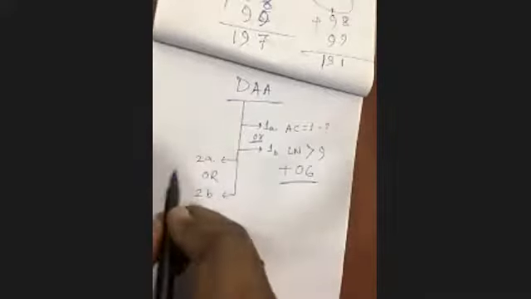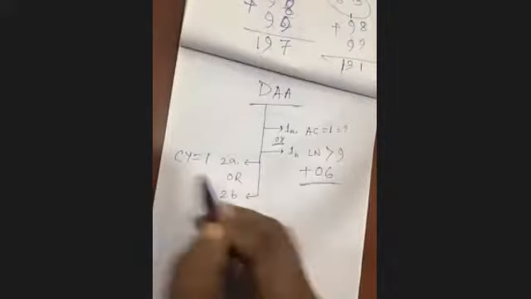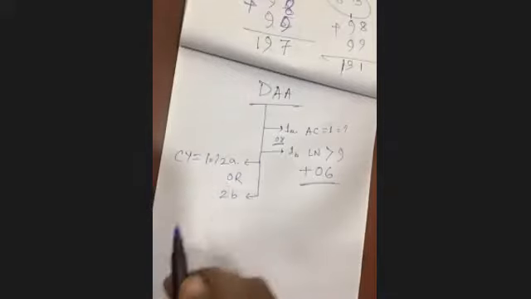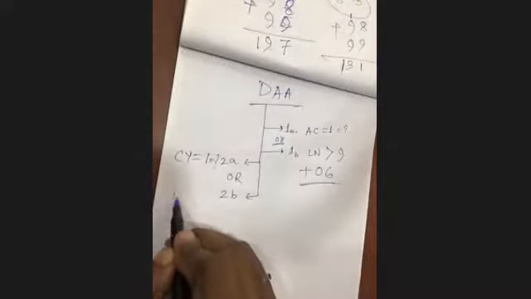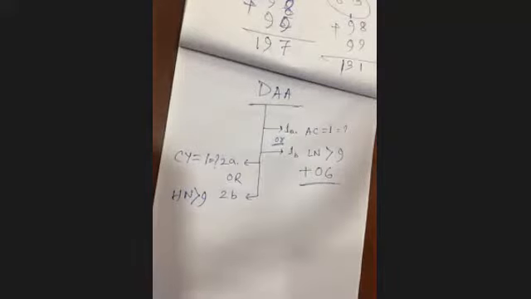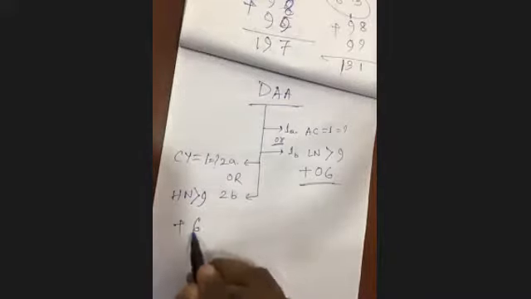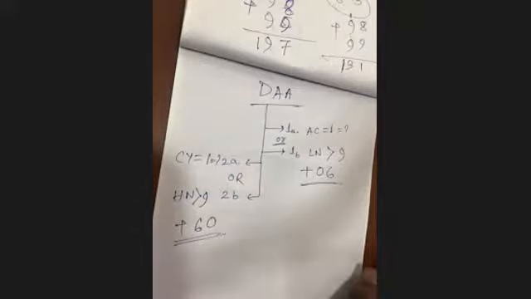Yes, sir. But why do we add the 06? I will tell you. Next, check whether the carry flag is set, yes or no. Or check whether the higher nibble is greater than 9 or not. If any one case is true, then add 60 with the result. So 06 with the result, and 60 with the result.